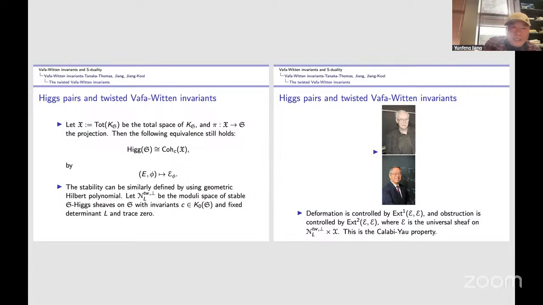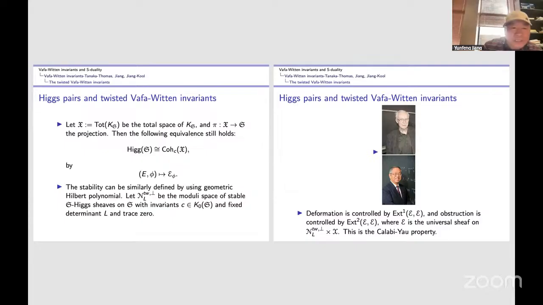Here I use the canonical line bundle. I am not using the cotangent bundle. The cotangent bundle is really the same as the Higgs bundle on the surface, but that one is more complicated, and we don't know at the moment how to do it. Now we use the canonical line bundle, and you will see that this is really a Calabi-Yau threefold theory.